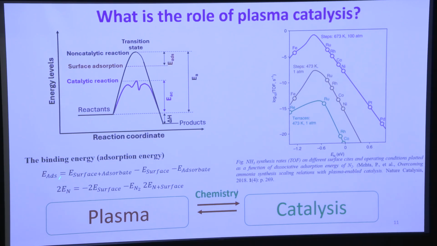So this energy barrier could be dramatically smaller than the energy barrier of the gas phase reaction. If we can use plasma to drive the excitation of this reactant, we can further reduce the energy barrier of catalysis. And there was a paper published in Nature Catalysis 5-6 years ago.